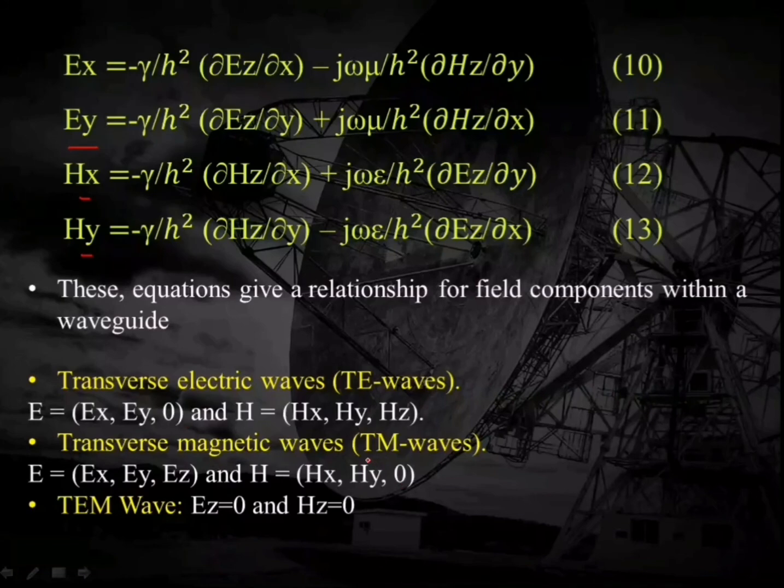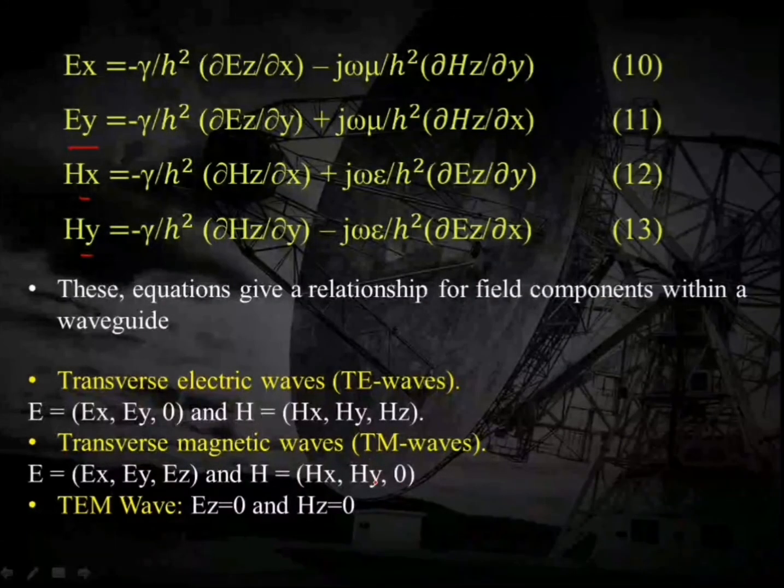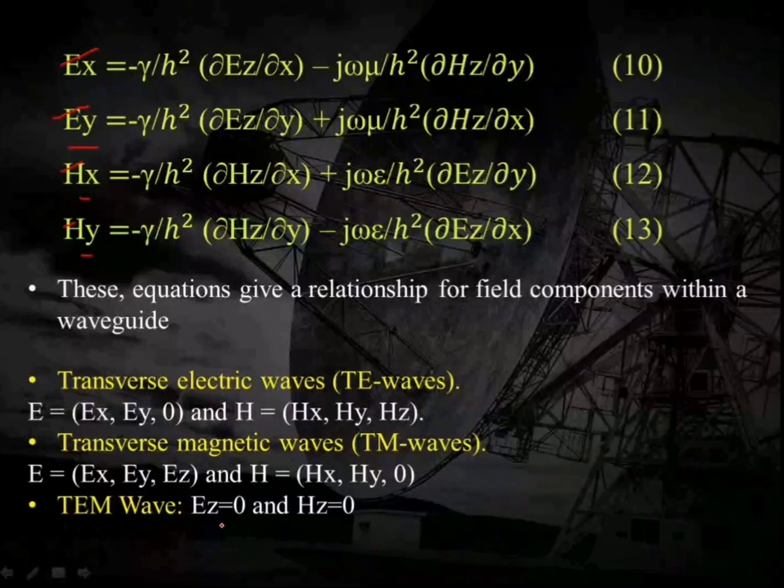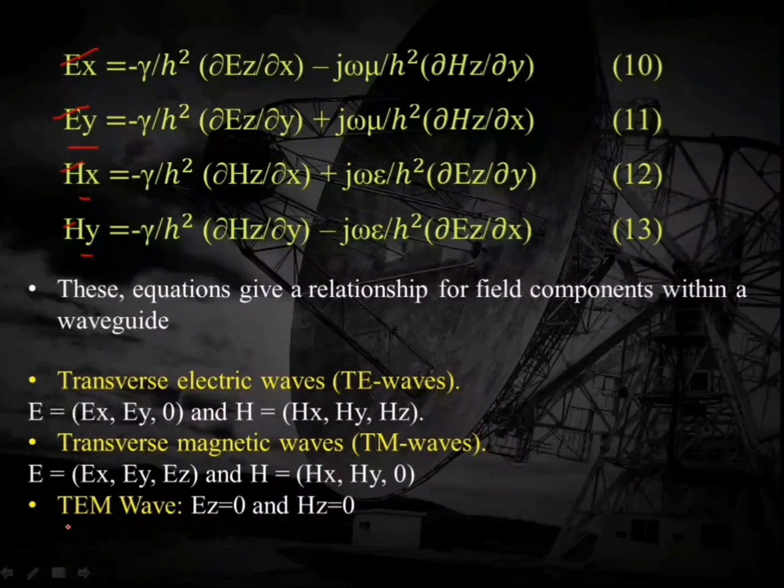And similarly for the transverse magnetic field, Hz component should be 0. So we can substitute the values of Ez equal to 0 and Hz equal to 0 for the TE and the TM wave, and again we can obtain the values of Ex, Ey, Hx and Hy. Similarly, from here you can also conclude that in a TEM wave, if both Ez and Hz are equal to 0, then all the four components of the electric and the magnetic field are reduced to 0. It means it will not exist inside a waveguide.